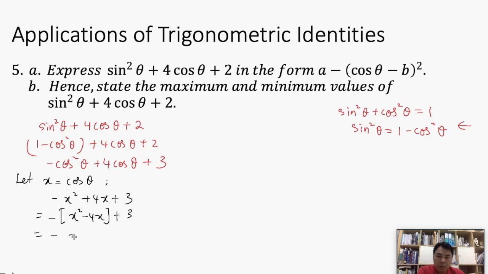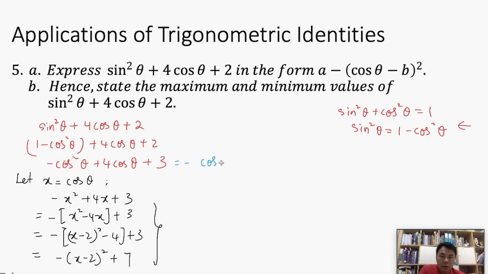So therefore, completing the square will give us negative x minus 2 squared plus 7. And then to finish this off, we can say that this expression can be written as negative cos theta minus 2 squared plus 7.